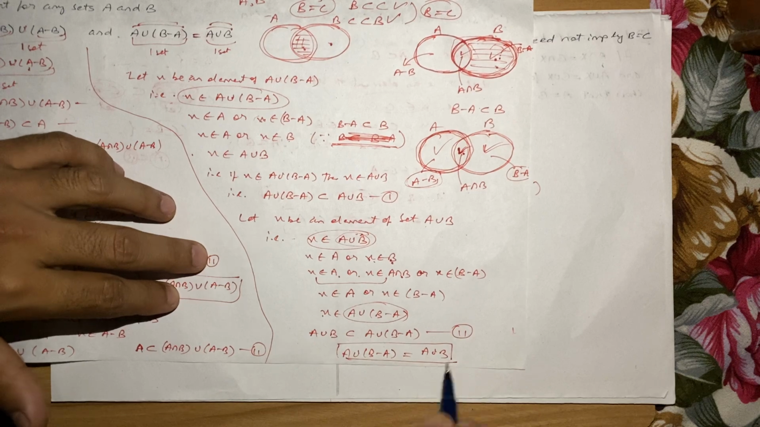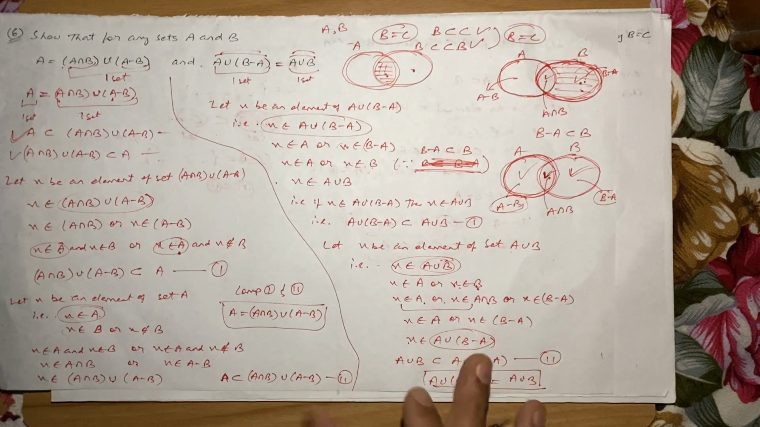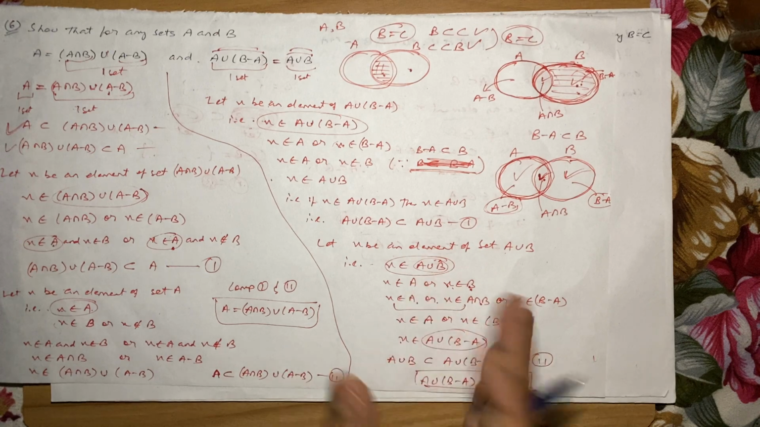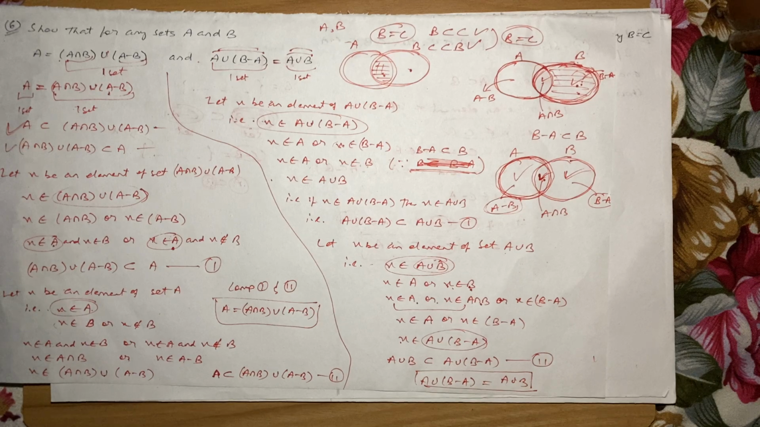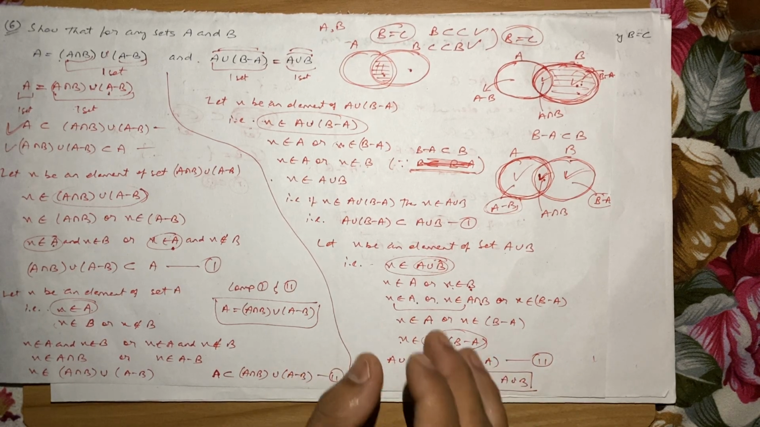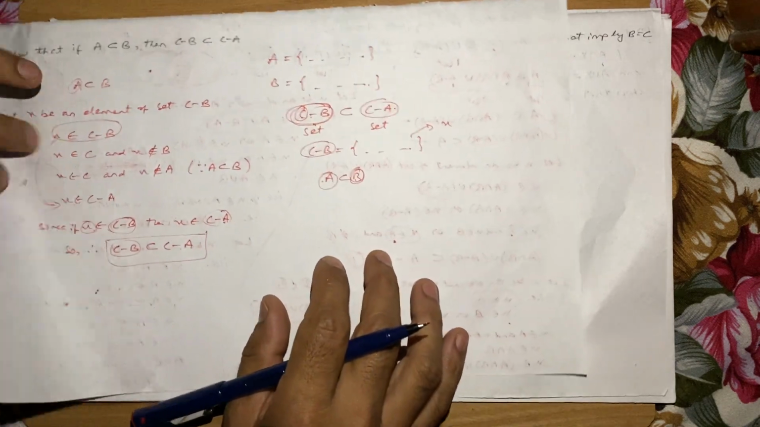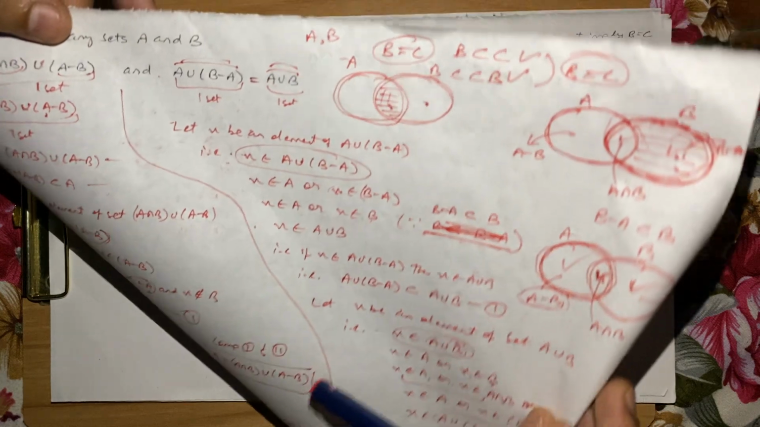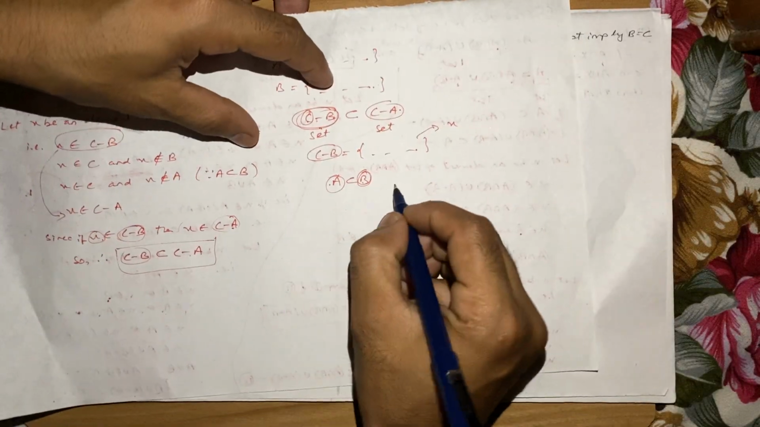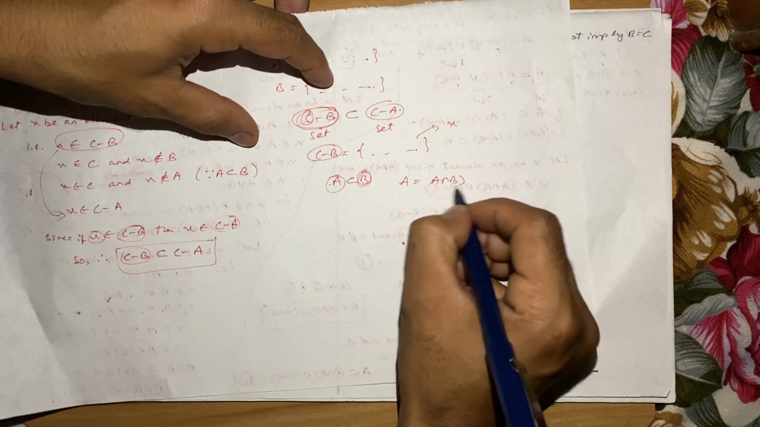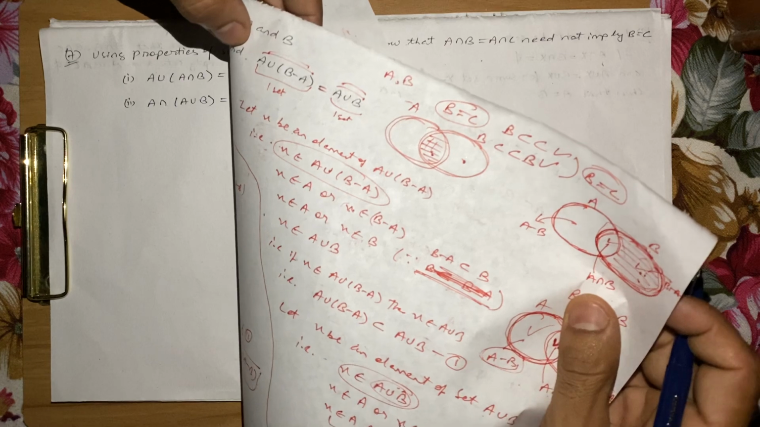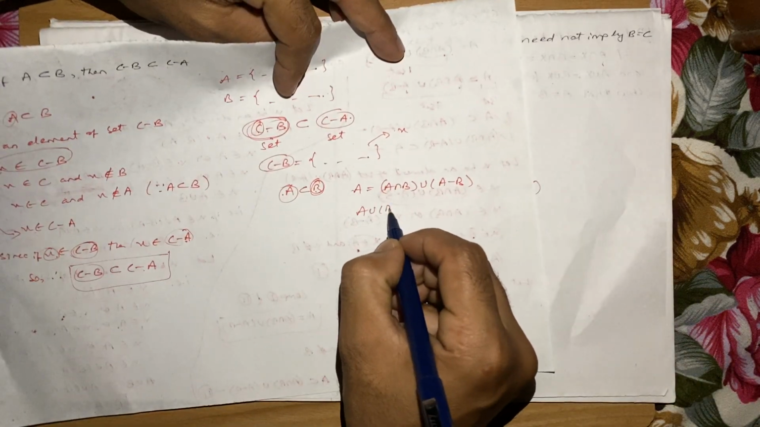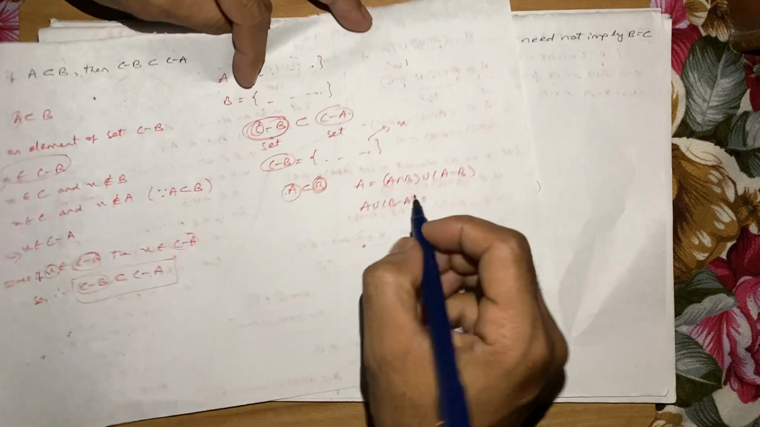Now this is the way you need to do it only when it is for more marks, like 10 marks in your exam. This question has been given for 8 marks or 10 marks, then you do this. But if it has fewer marks, there is another way to solve this question. Let me solve it here itself. Let me write down the questions. A is equal to A intersection B union A minus B. And the second question is A union B minus A is equal to A union B.